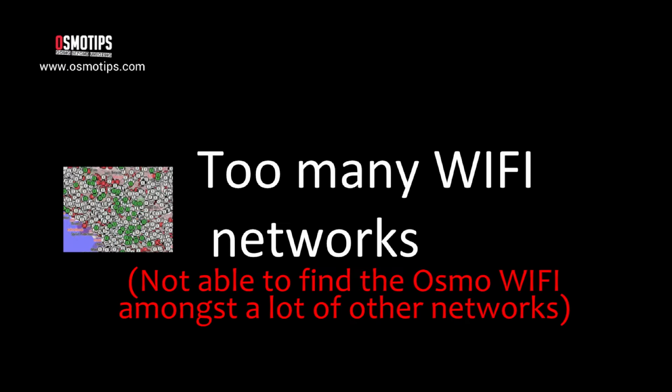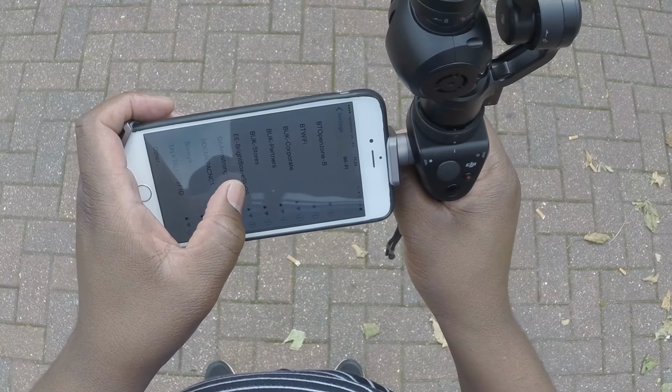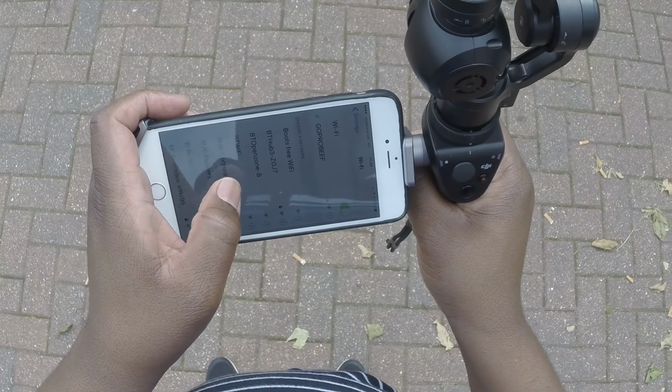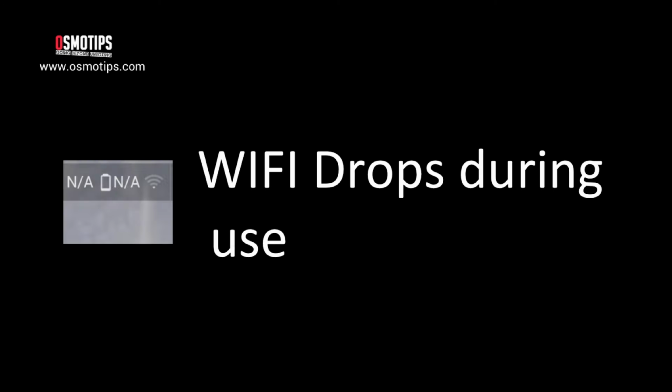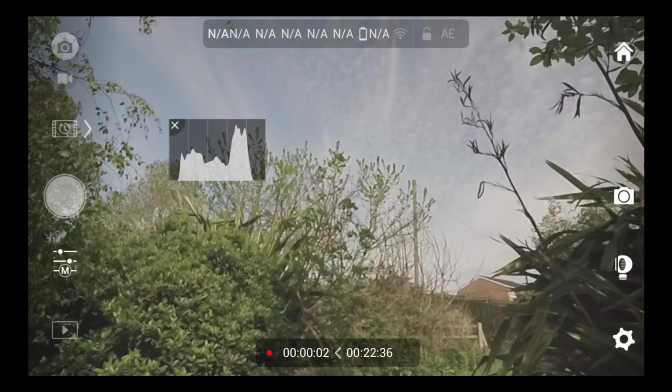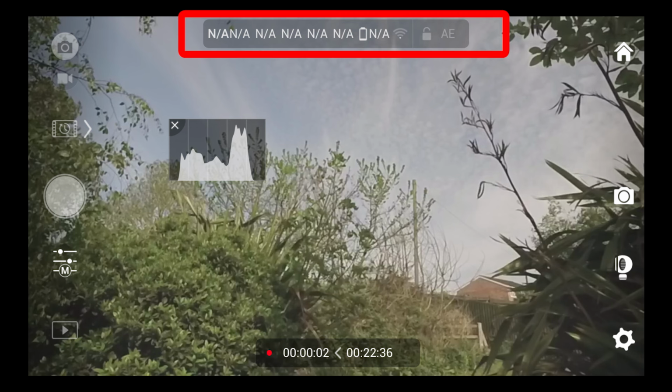The next thing is too many Wi-Fi networks. So sometimes in the early days, I used to hunt for my Osmo network and not find where it is. It's stuck among the many networks that are available, and it can be quite a daunting task to identify your particular network, especially if it's taking time to kick in. You don't know where it is amongst that long list of networks available. And then the last one is Wi-Fi regularly dropping during use. Again, this is something that I notice primarily when I'm doing time lapses, and I can't figure out why this happens. But it is an annoyance, obviously.